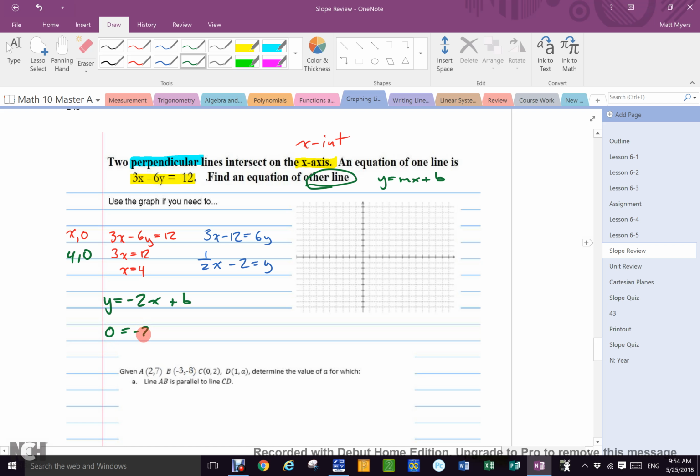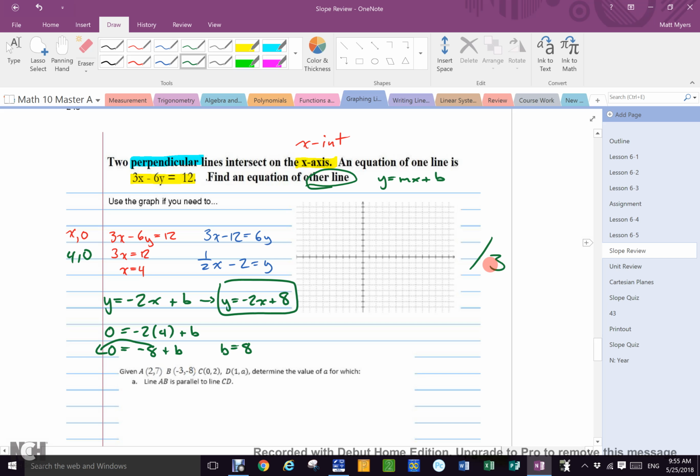0 equals negative 2 times 4 plus b. 0 equals negative 8 plus b. Get b by itself, move the 8 over. b equals 8. Is there a b written somewhere? Right there. So what do I write there? y equals negative 2x plus 8. That is out of 3 marks. You decide how much you get.